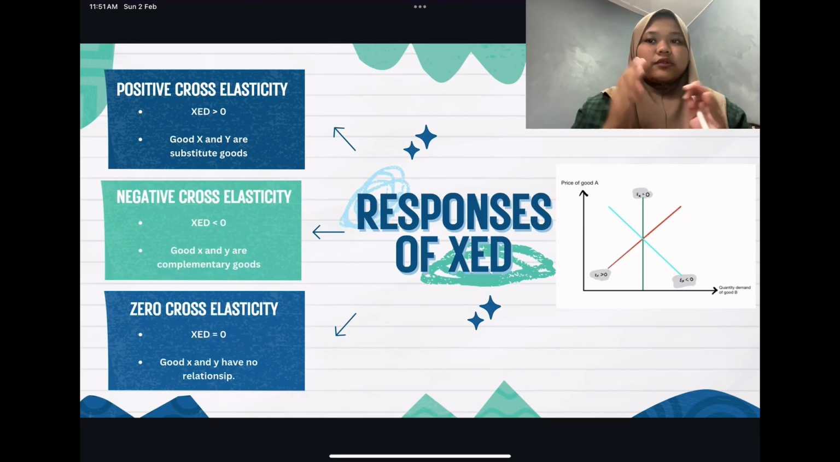For the last one, zero cross elasticity, which is XED equal to 0, where goods X and Y have no relationship.